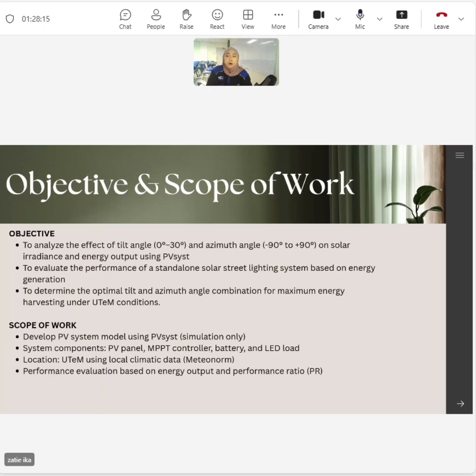For the scope of work, this project is simulation based using PVsyst only. The system includes PV panel, MPPT controller, battery and LED load. The performance is evaluated based on energy output and performance ratio.